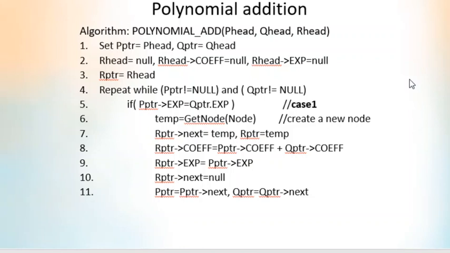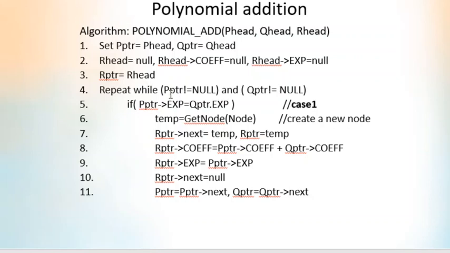So this is the algorithm for doing polynomial addition. Set p pointer is equal to p head, that is the first node. Q pointer is equal to q head, that is the first node of the polynomial q. And r head is equal to null. R head coefficient equals null. R head exponent equals null. We know that r is the linked list for the resultant polynomial. And r pointer is equal to r head. Now let us start adding the polynomials.